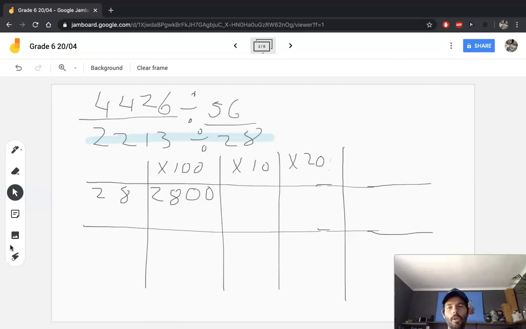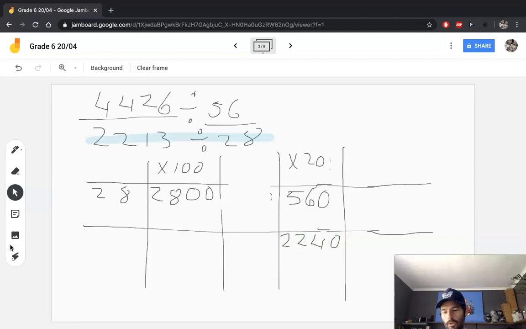2,213. Okay, so I know that 28 times 10 is 280, and that's not going to get me close enough to 2,213. So I'm going to double that to 560 to multiply 28 by 20. I don't need that column anymore. If I then subtract 2,800 and 560, I'm going to get 2,240. So you can see now that I'm a lot closer.